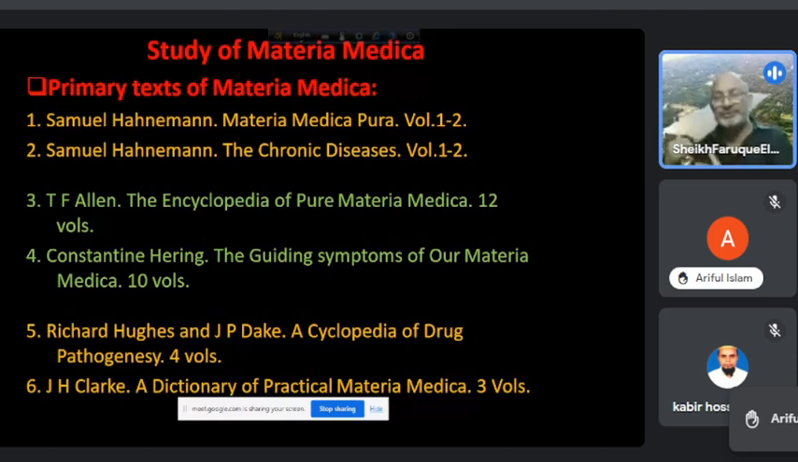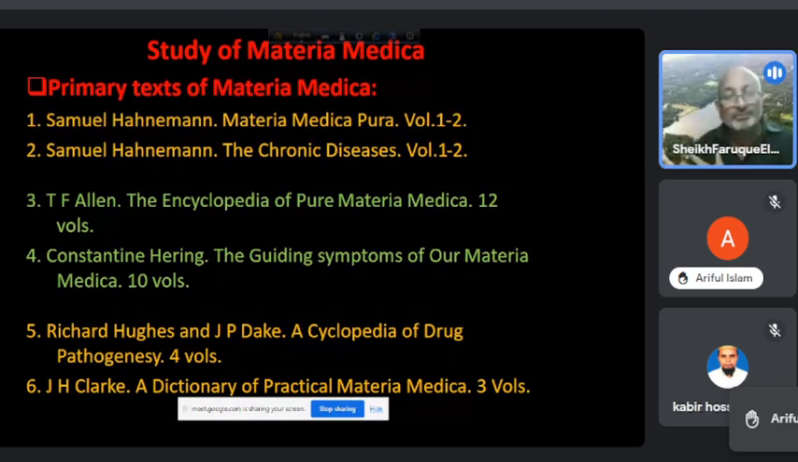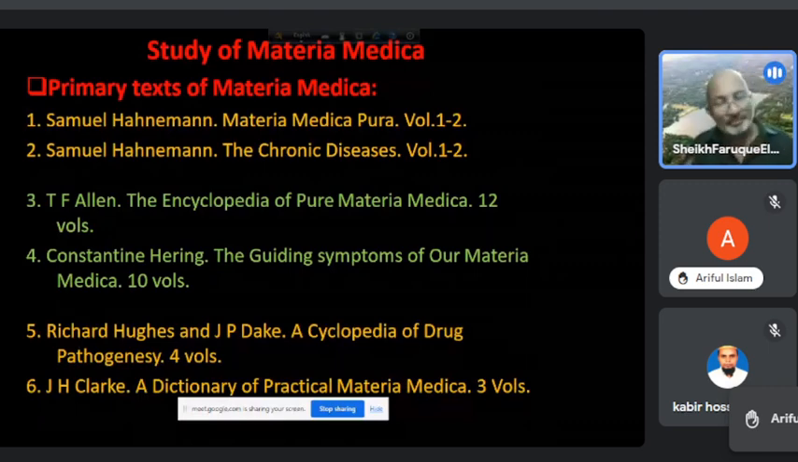So afterwards, if you study another materia medica, you can see the important symptoms from that book only, and which are not present in Constantine Herring, you may learn or may not learn.